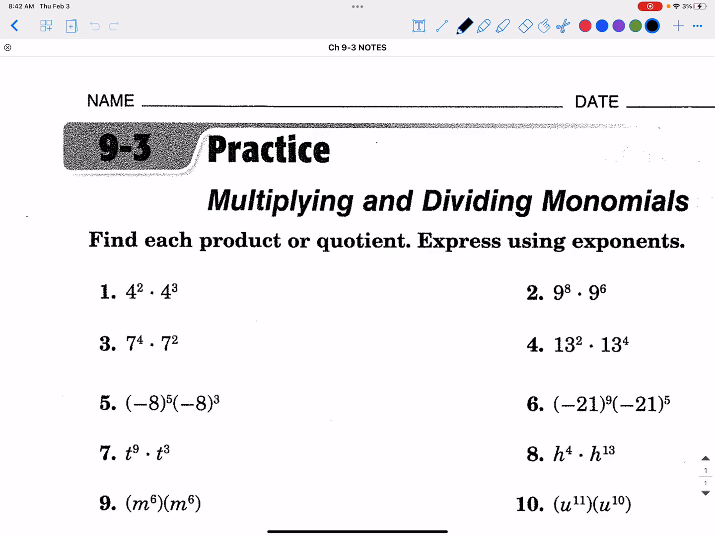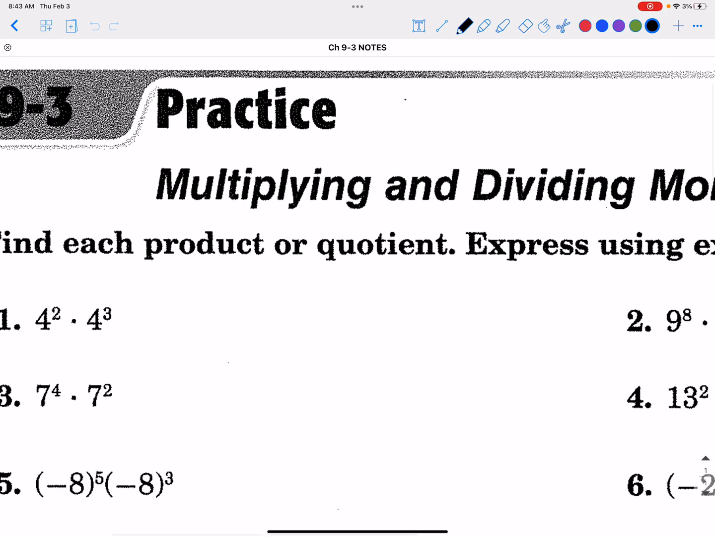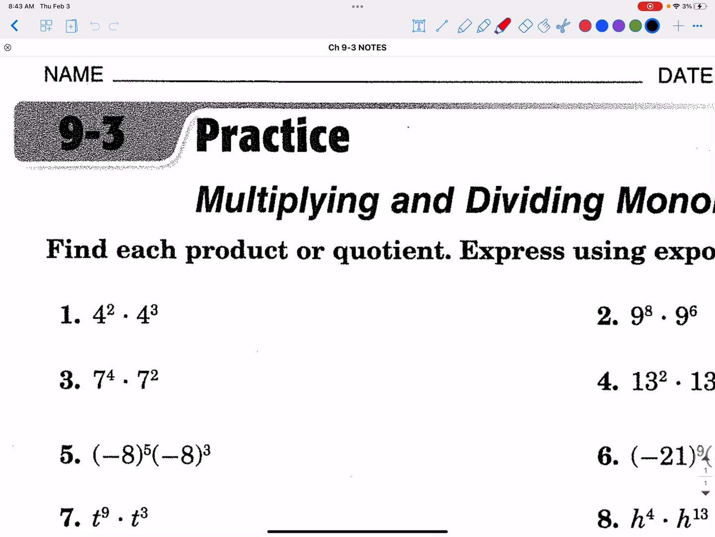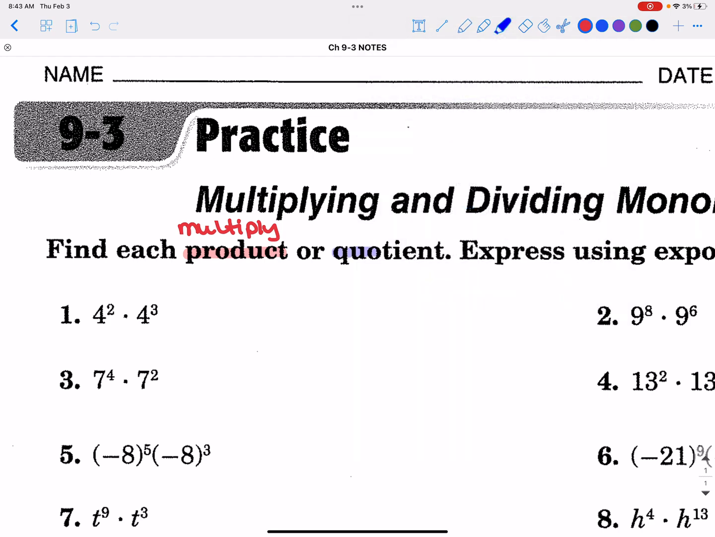All right, jumping into 9-3. This is reviewing, okay? So pause the video real quick, write in your notes 9-3, multiplying and dividing monomials. Then we're going to talk about a little bit of language here that you should be familiar with, just to make sure: product and quotient. When it says to find the product, that means multiplication, or multiply. When it says find the quotient, quotient means divide.